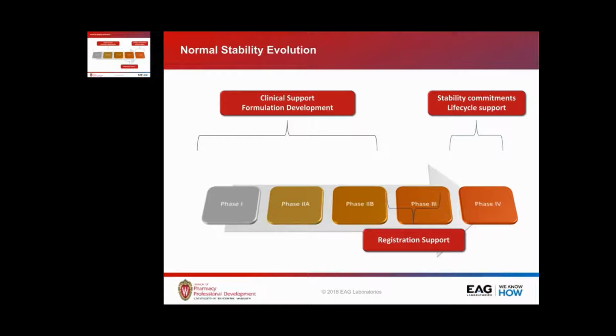And then we get into phase 3, where we really get into our registration stability support, the stability studies that we're going to end up filing that are going to be the basis for our shelf life or retest dates. And then after that, when it becomes commercial, i.e. in phase 4, what we're looking at here is really our stability commitments, what we're committing to from a commercial standpoint, and then any stability support for life cycle support, for example, altering the dosage form, adding new dosage strengths.